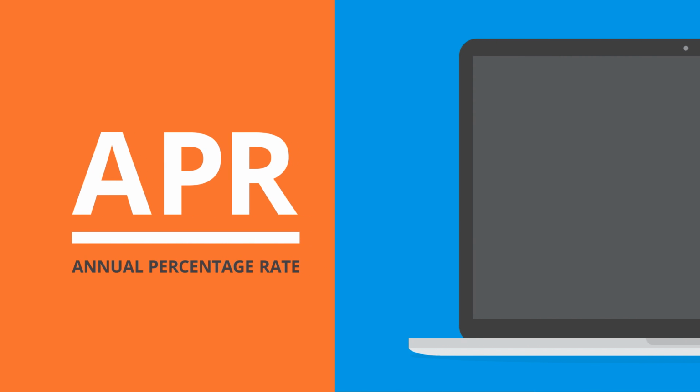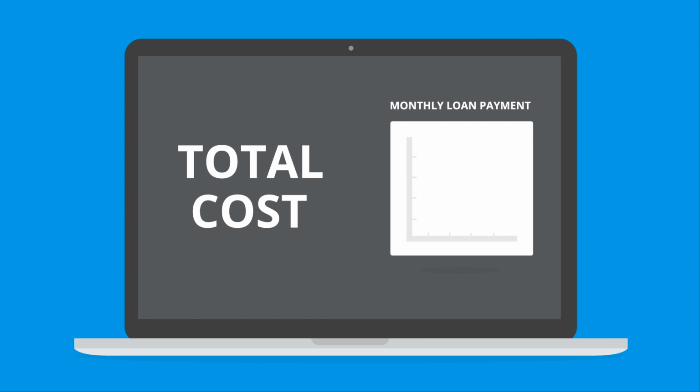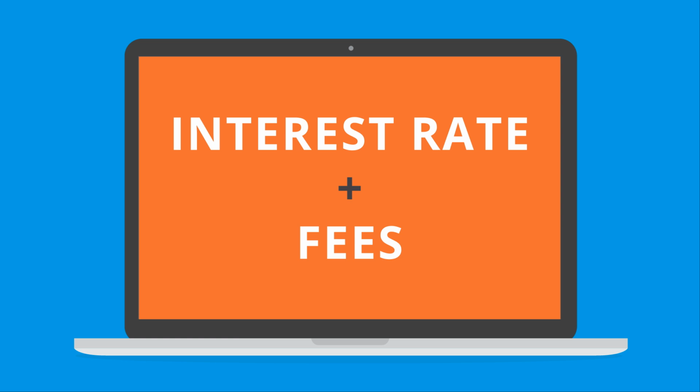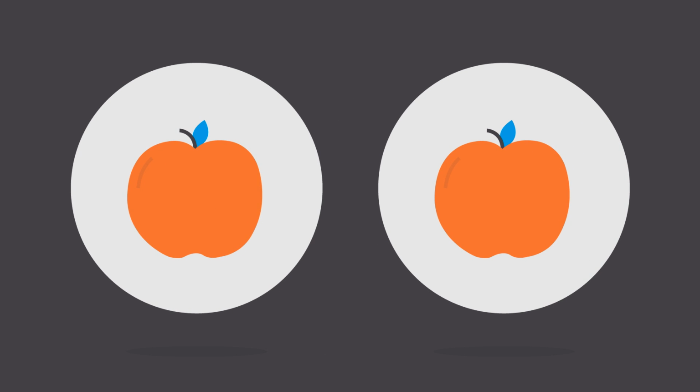Your APR, or annual percentage rate, is effectively the total cost of borrowing. While interest rate is what your monthly loan payments are calculated on, the APR takes into consideration the interest that you're going to pay over the life of the loan, plus any fees associated with obtaining that loan. All of these factors are combined into an annualized measurement, helping you compare apples with apples.